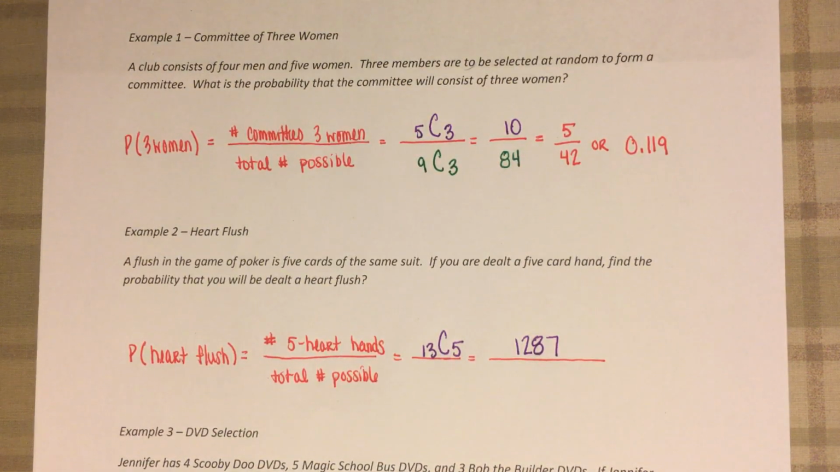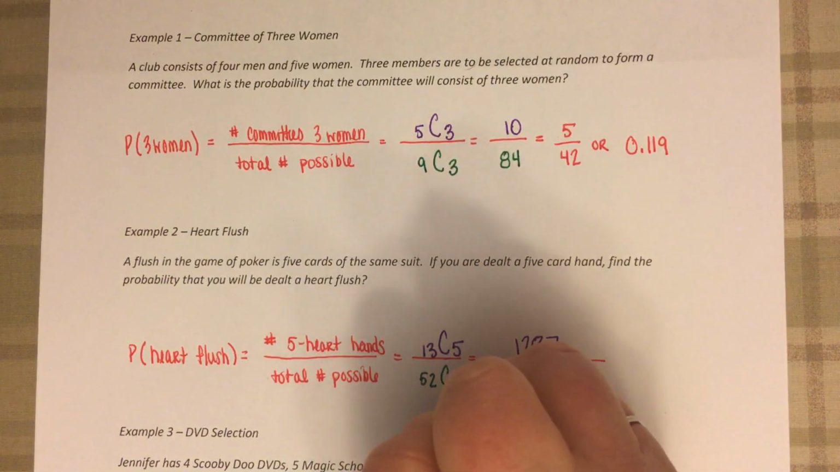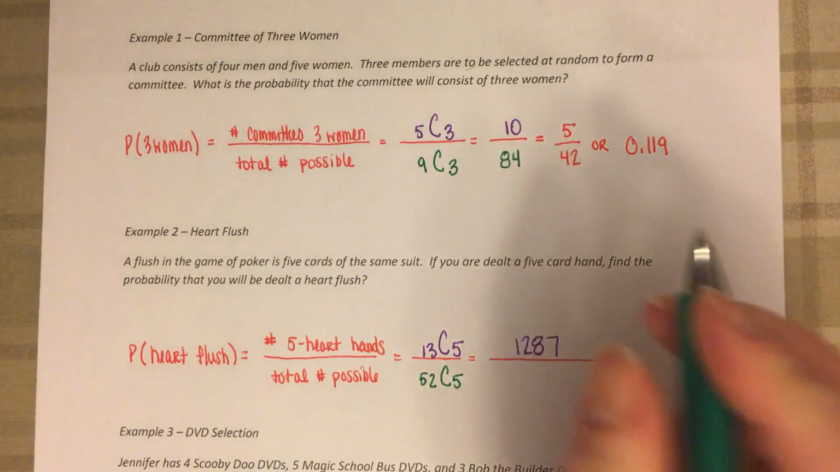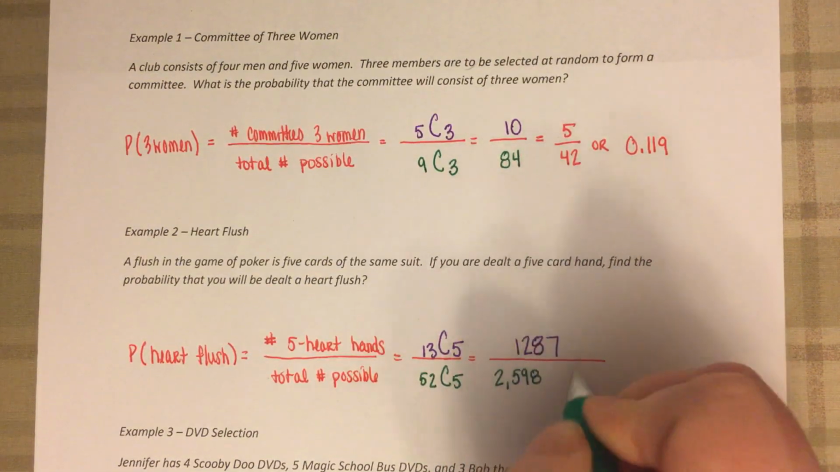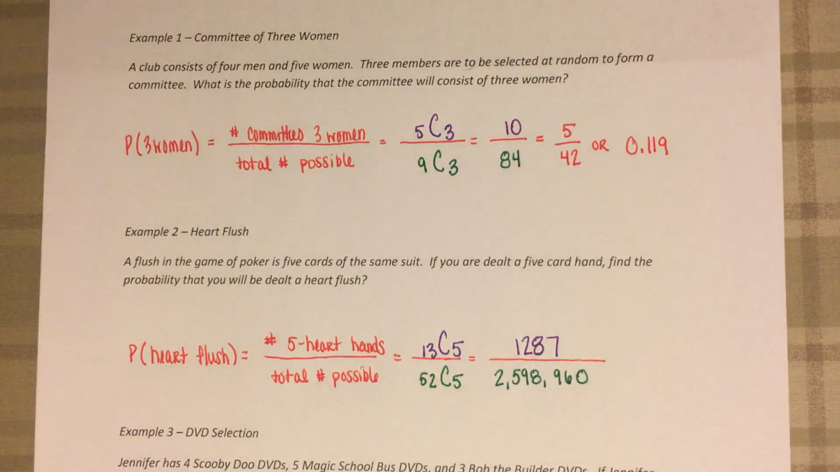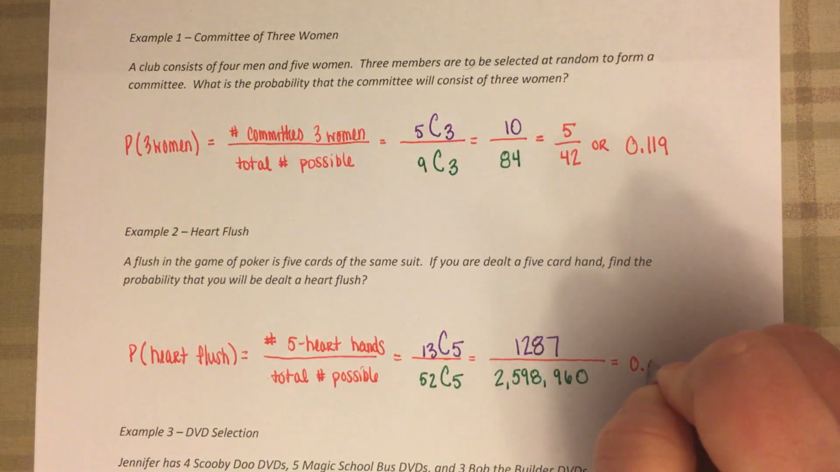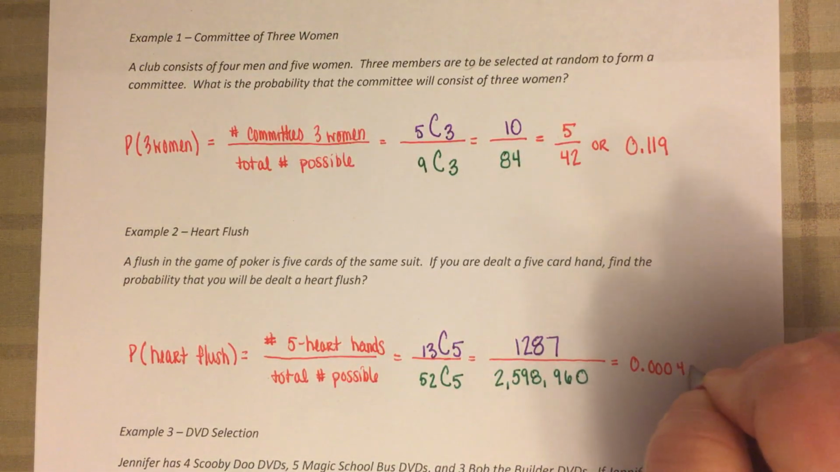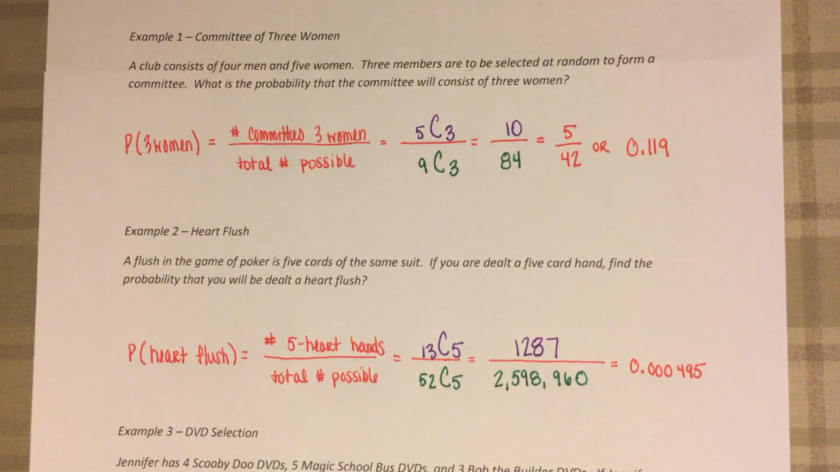Down at the bottom, the total number possible. If we're dealing with an entire deck of cards, we have 52 cards. So we're going to do 52C5, which gives us 2,598,960. We could reduce this to a fraction. It would take a little bit of work to try to figure out how to cancel or reduce this. So I'm just going to write this one as a decimal, 0.000495. Very small decimal, very small chance of this happening.